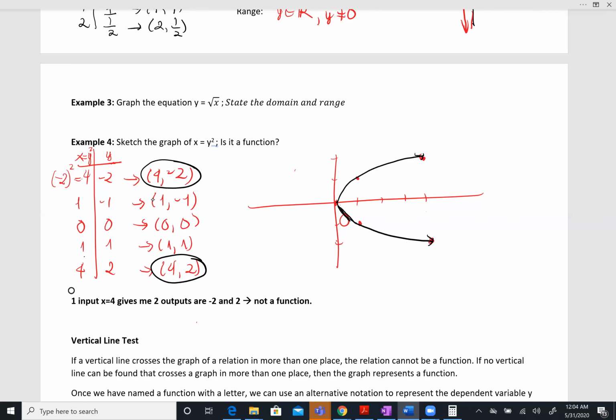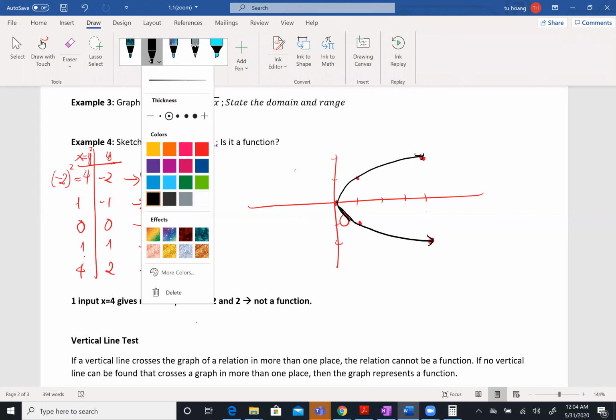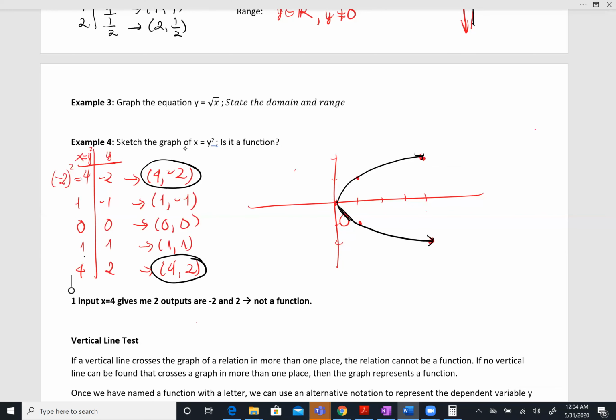We are with -2 and 2, so it's not a function. And if you remember the vertical line test from college algebra, you can check whether this graph is a function by the vertical line test. So let's draw a vertical line through the graph and see what happens.